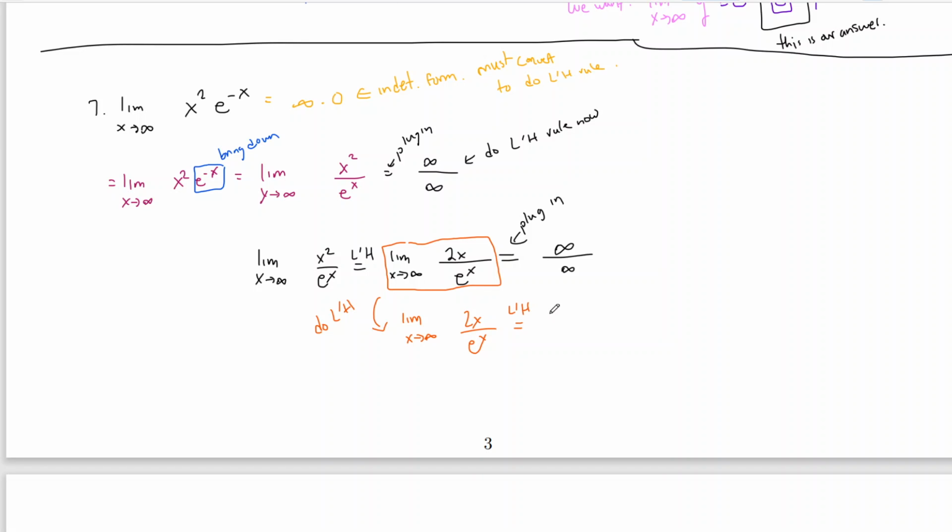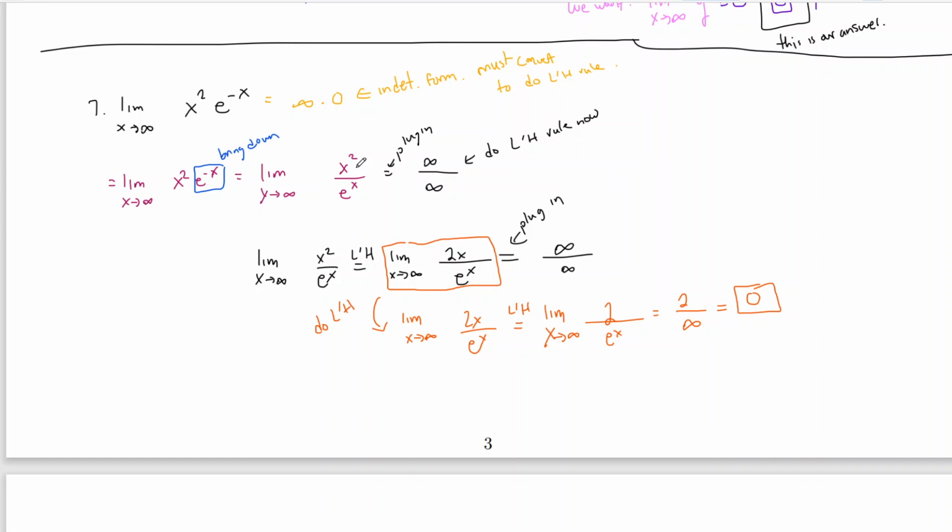Implement L'Hopital's rule. We have the limit as x goes to infinity. The derivative of 2x is 2. The derivative of e to the x is itself. And this one, when we do the limit, it's just 2 on the top, and e to the x as x goes to infinity is infinity. And a number over infinity is 0. So this is 0.